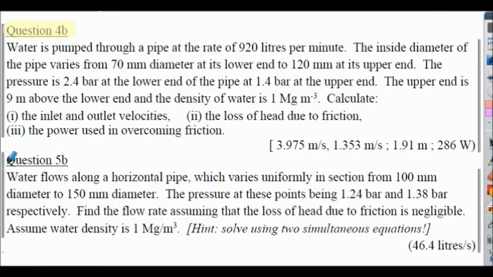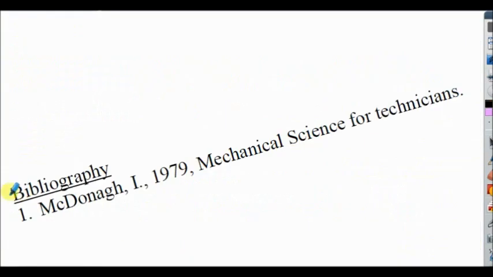Question 4b, question 5b. Again, answers shown in the bracket on the right hand side. Here's the bibliography on which this presentation was based.